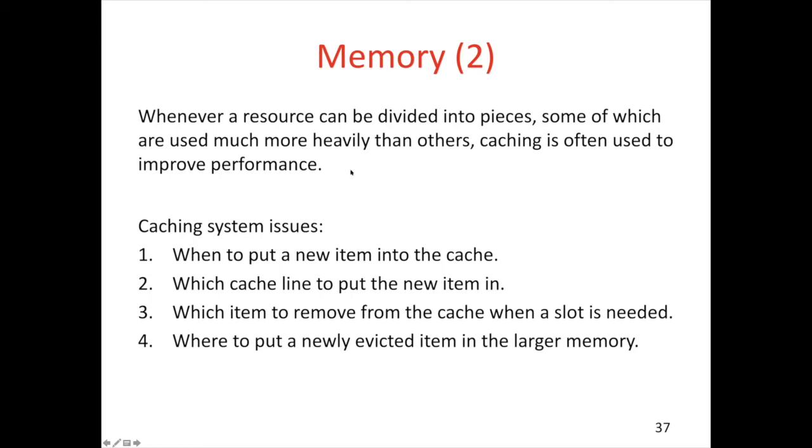Whenever a resource can be divided into pieces, some of which are used much more heavily than others, caching is often used to improve performance. A caching system has the following issues to be solved: when to put a new item into the cache, which cache line to put the new item in, which item to remove from the cache when a slot is needed, where to put a newly evicted item in the larger memory.